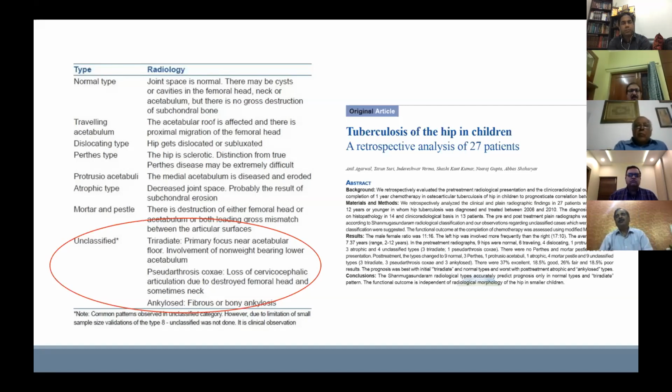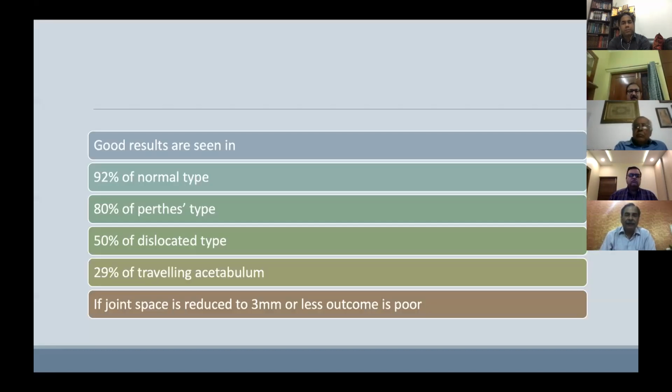Now, these have also been linked to the results. So the good results are seen in 92% of normal type, 80% of Perthes type, 50% of dislocated type, and 29% of traveling acetabulum type. And if the joint space is reduced to 3 millimeters or less, then the outcome is poor.